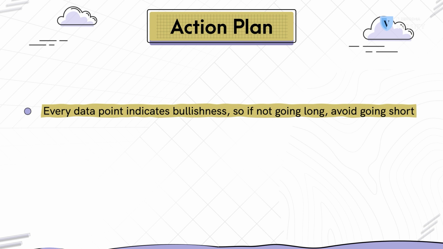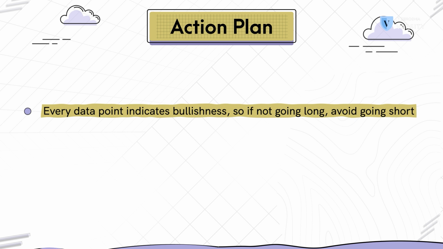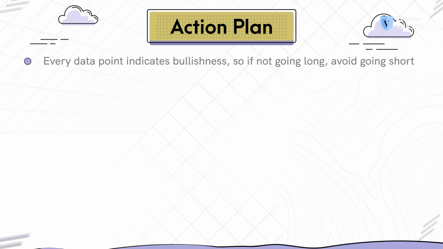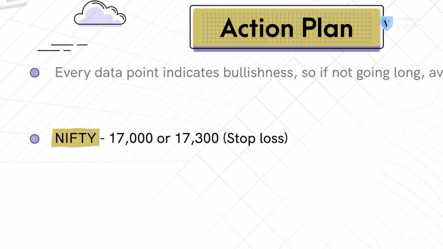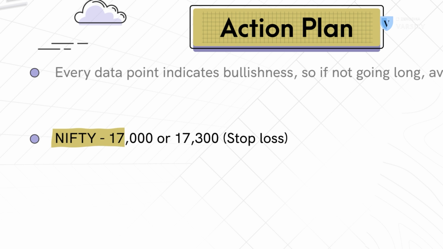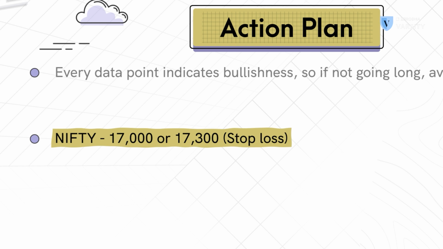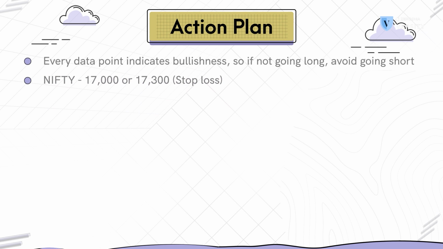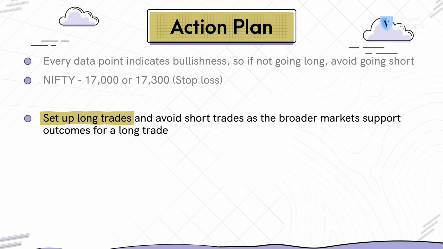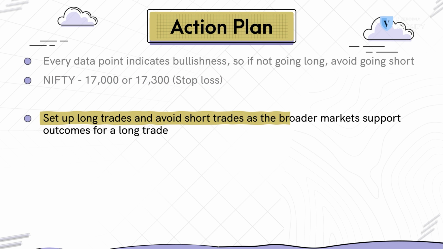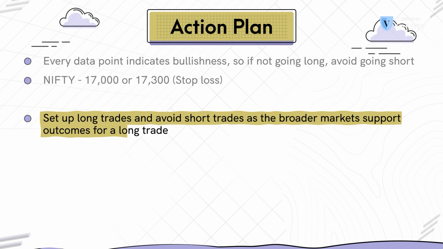Figuring out what not to do in the markets is as important as figuring out what to do in the markets. If I'm trading Nifty, then based on my capital, I'll either consider 17,000 or 17,300 as a stop loss for my long trade. If I'm trading stocks, I'll only set up long trades and avoid short trades as the broader market supports outcomes for a long trade.